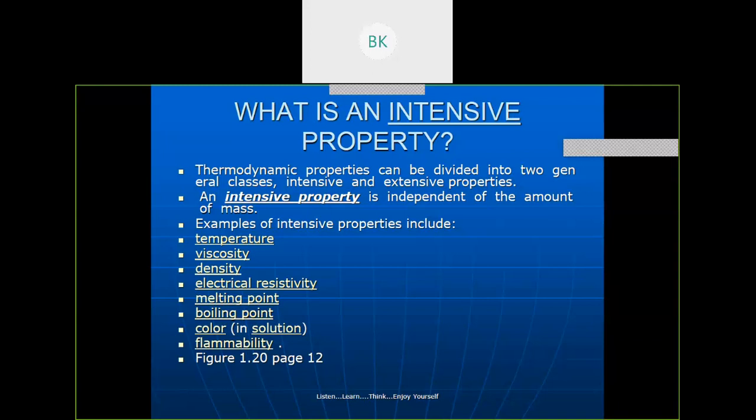The viscosity again is an independent property. ठीक है, density is there, electrical resistivity is there, melting point, boiling point, color. So these are nothing but the intensive properties. तो अगर आपको कोई पूछता है कि what is the meaning of intensive property, तो आप सीधा directly बोलोगे कि it is independent of the mass that is present inside the system. Clear?